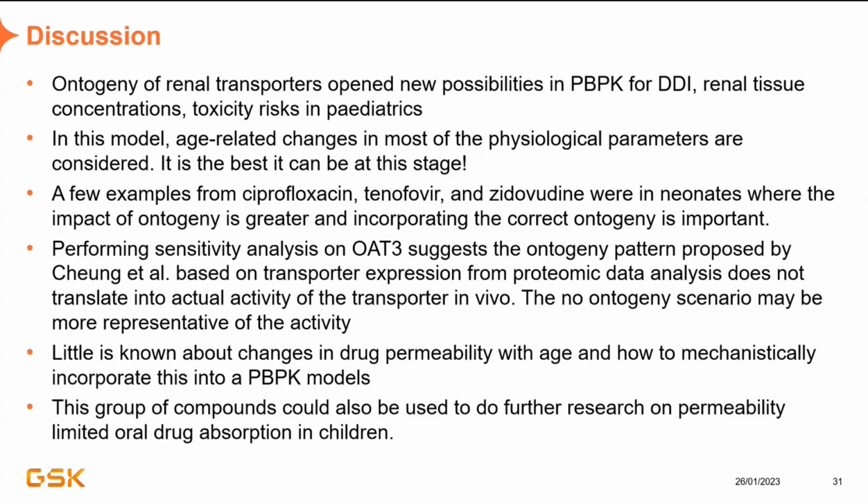And we have included all the age-related changes that we could. So it is the best it can be at this time, but it can improve hopefully when the new data becomes available. And the examples I showed here were showing that including a correct ontogeny is important. So one of the pieces of information that we hope to have in the future is the ontogeny of these transporters. We have 3 at the moment.